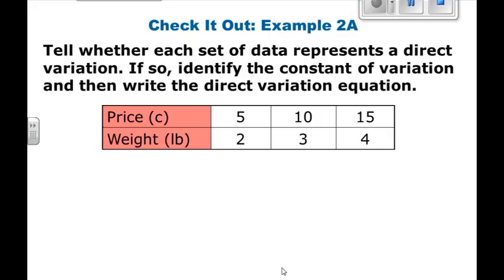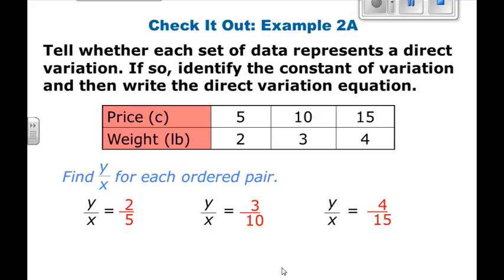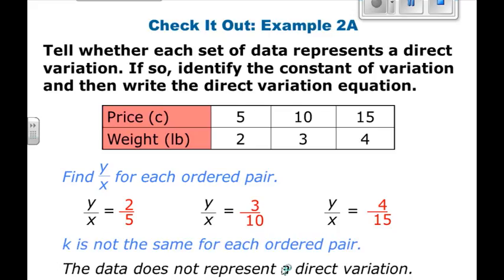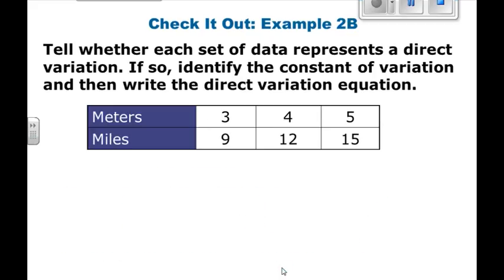All right, we are going to resume. Remember that x is the first piece of information and y is the second, but we need to have it as y over x. So each of these, none of these can reduce down. 2/5, 3/10, 4/15. None of them are the same, so I don't have a k, so I can't have direct variation. For our second one, 3/9, 4/12, and 5/15.